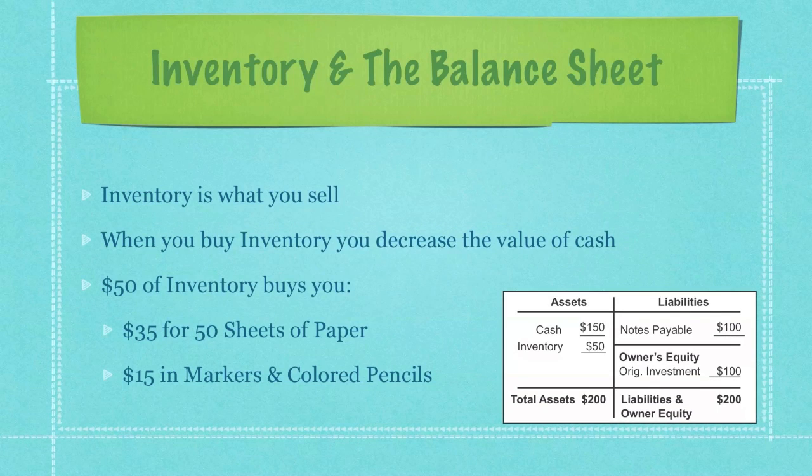Inventory is what you sell. When you buy inventory, you decrease the value of cash. You do not decrease anything else or change anything else. So whenever you purchase $50 of inventory, you're going to get, for your caricature drawing business, 50 sheets of paper, which cost a total of $35, and then you're going to get $15 worth of markers and colored pencils. And this inventory is going to allow you to create exactly 50 caricatures in my sample business.